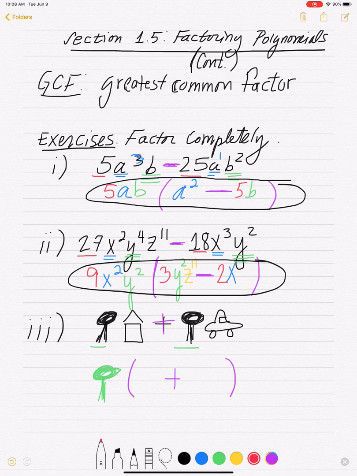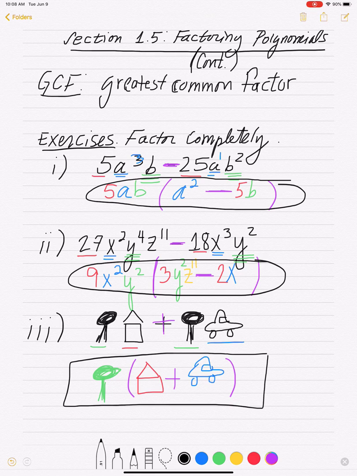Well, what times a tree would give you a tree times a house? Well, a house, right? And then after that plus sign, we have to ask the question, what times a tree gives you a tree times a car? Well, a car. Now there's your factorization. So the greatest common factor was a tree, and then in parentheses you have a house plus a car.